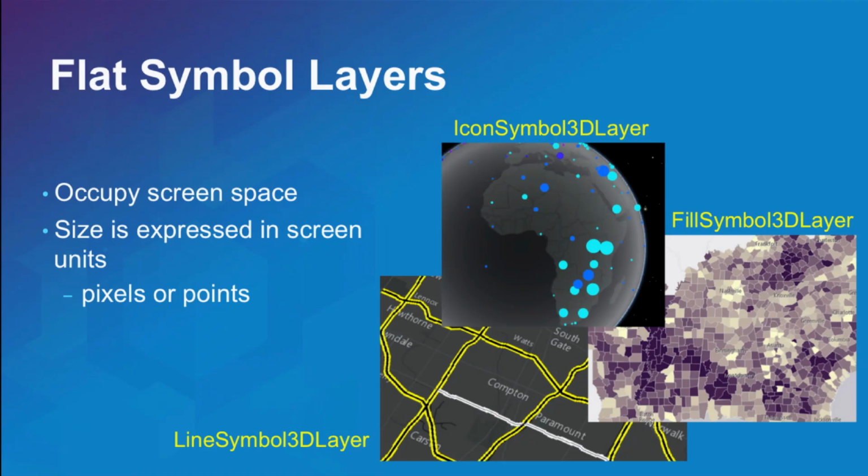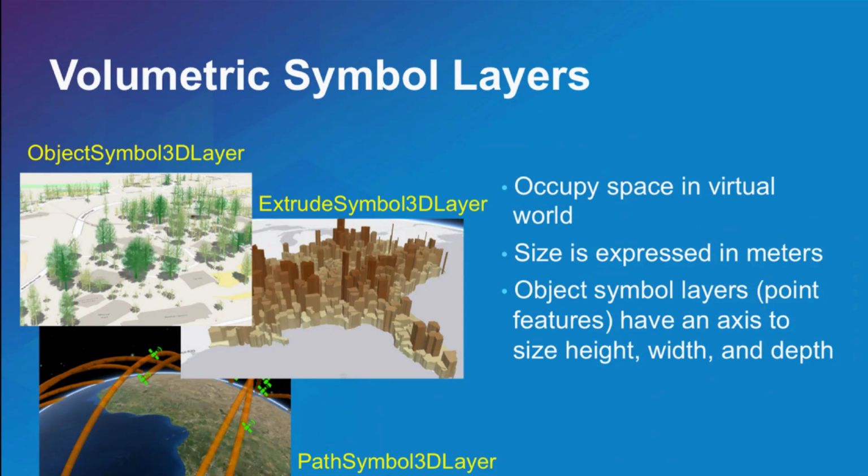Flat symbol layers occupy screen space, and therefore when you are defining sizes with flat symbol layers, they're using screen units, so pixels or points. Whereas with the volumetric symbol layers, we're talking about symbols that occupy space in the virtual world. And this is where it gets a little weird with 3D. It's not totally weird, it's just different, I think, initially. It's where you can create thematic visualizations, such as that extrusion of polygons off to the right. Those sizes are expressed in meters, and so that's kind of an odd thing to wrap your head around at first. But there's a definite design reason for that.